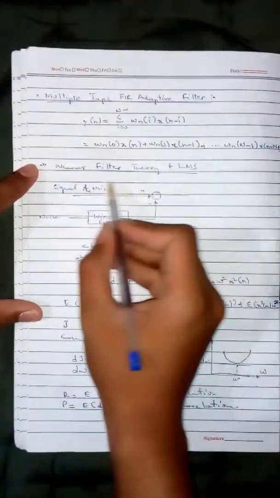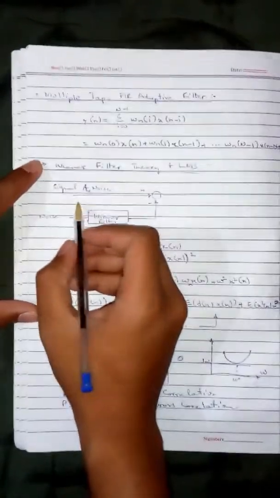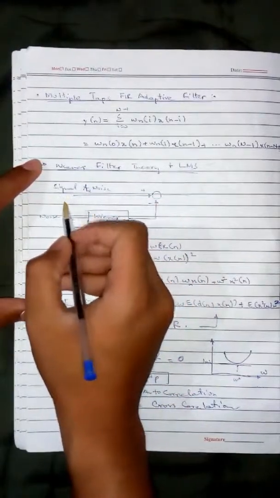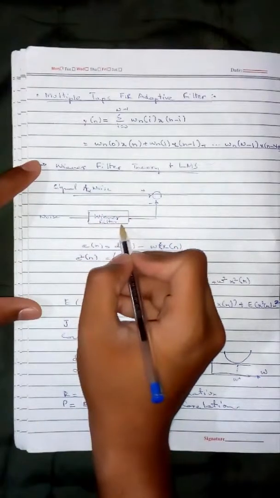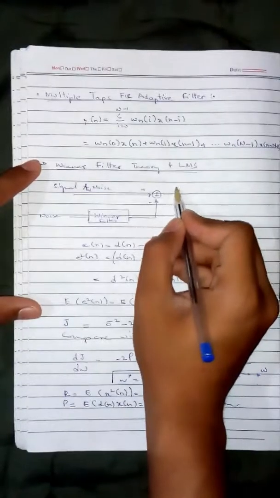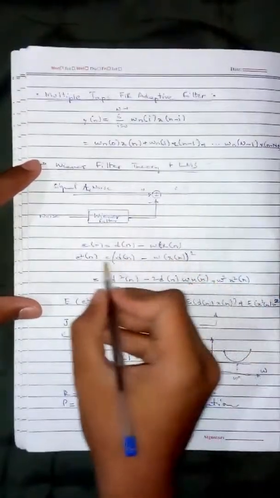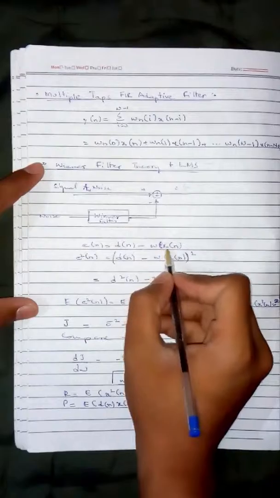So the next topic is Wiener filter theory and LMS. A block diagram is represented. Similarly, the same is the case here: we have signal and noise, and noise is fed to the Wiener filter, and we have the summation of both at the end to calculate error. Error represented by e of n is equal to d of n minus omega x of n.